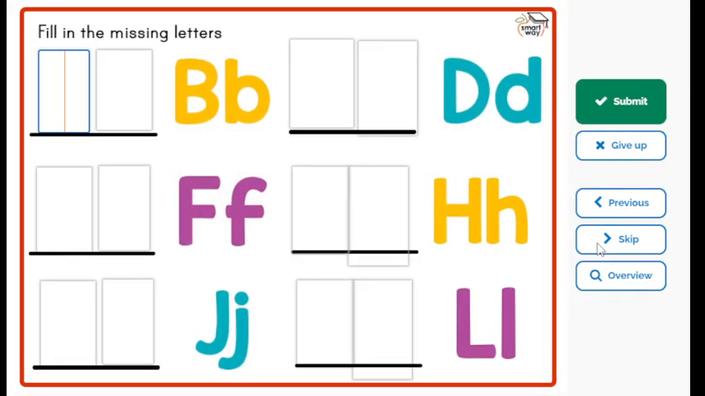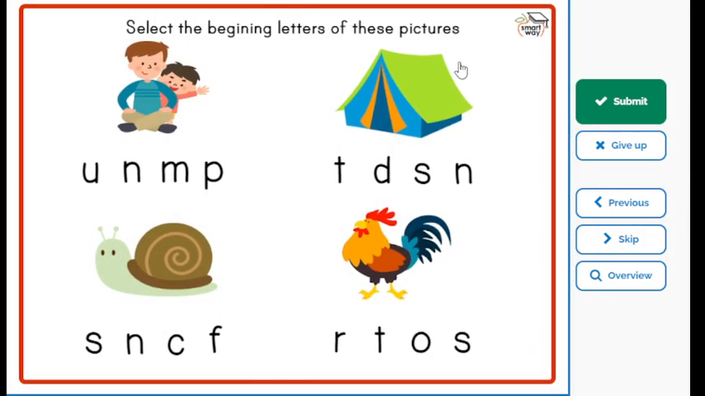Drag and drop. Fill in the missing letters. Select the beginning letters of these pictures. Tent.